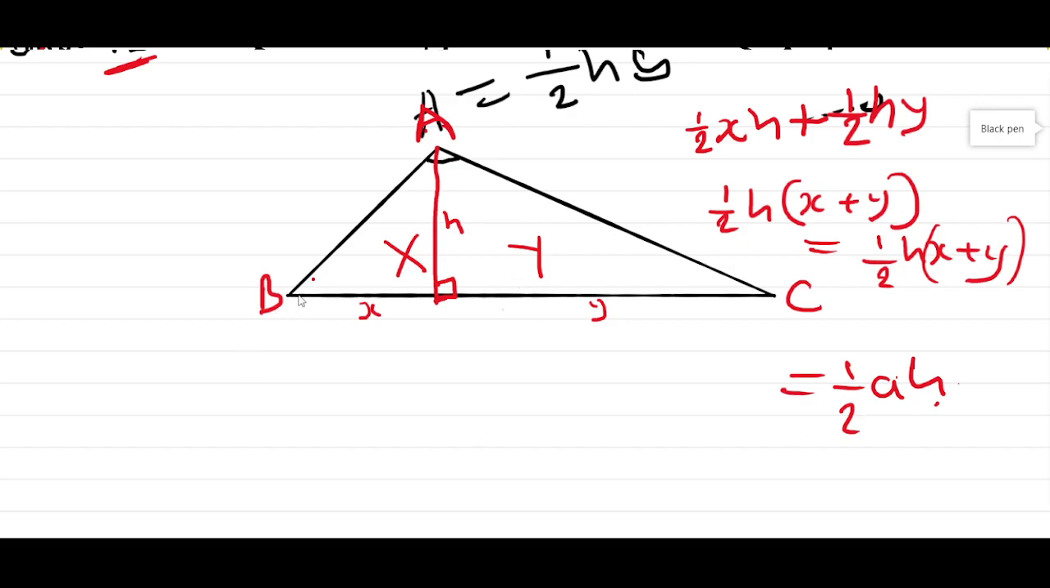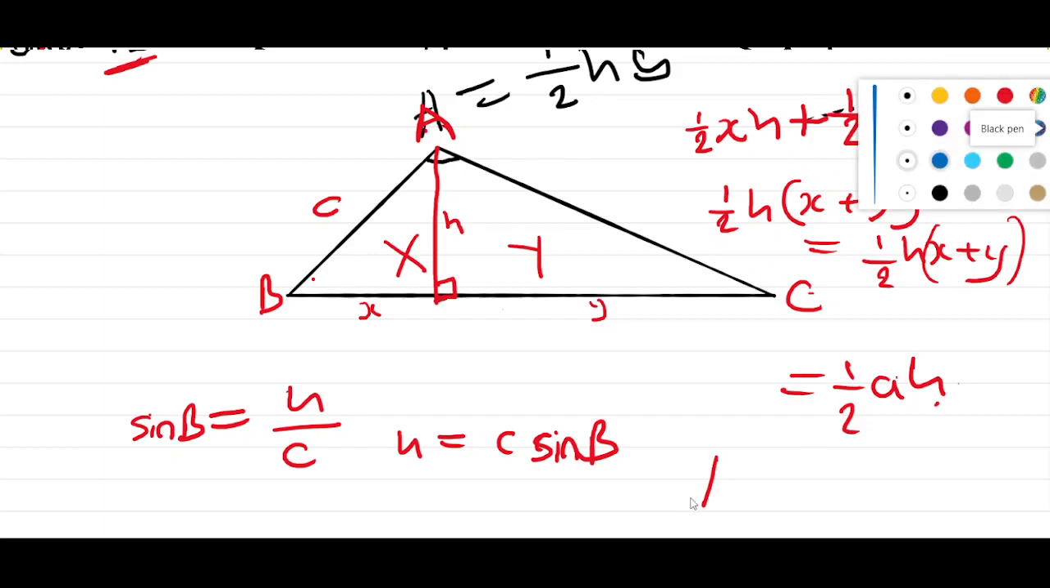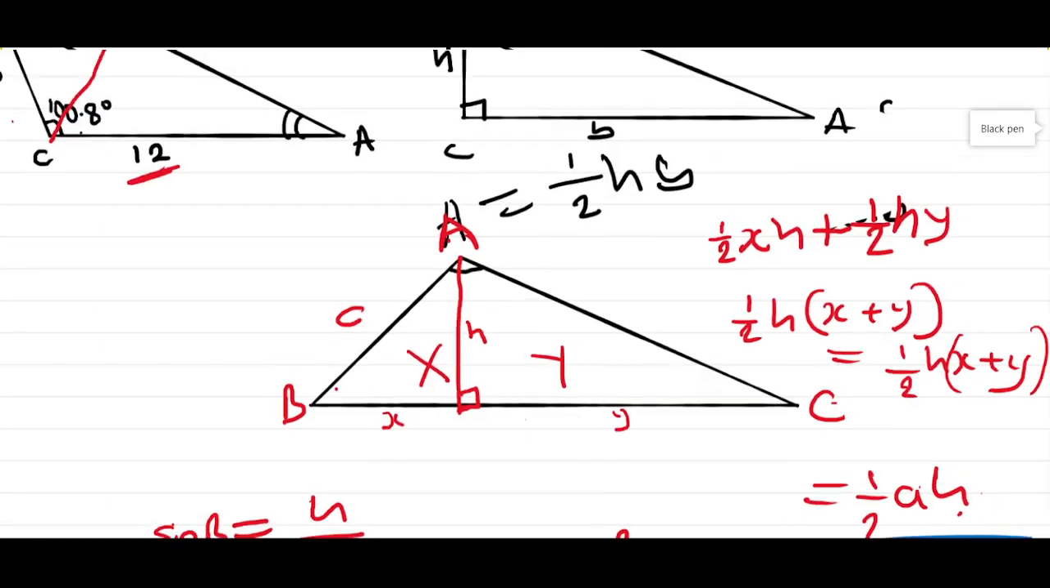Notice that sine b will be the height h, which is the opposite, over the hypotenuse. The hypotenuse will be this side c, so this is h over c. So h will then be c sine b if we multiply both sides by c. So the area of this triangle would then be equal to half of, instead of h, we now write c sine b. So we have found the formula for the area of a triangle here.